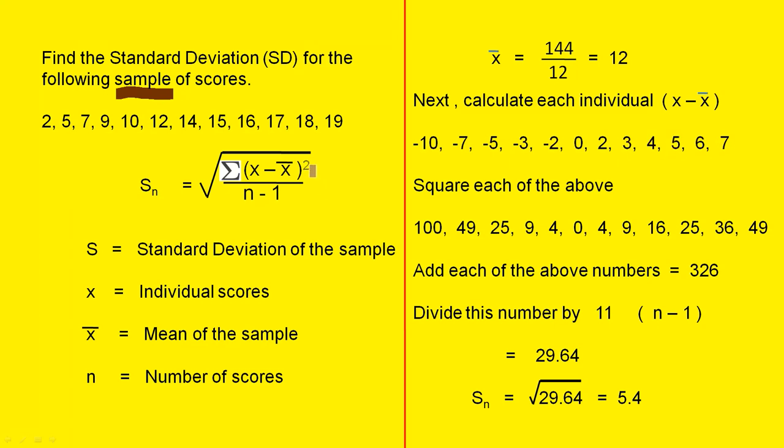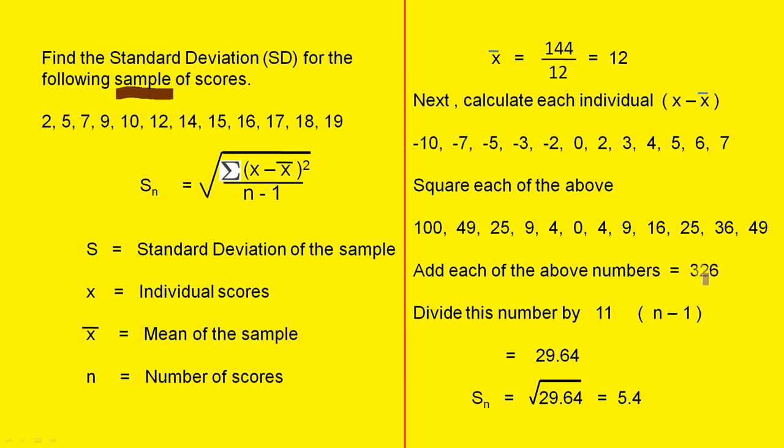Then the formula says we have to square each of those. Okay? So when we square each of those numbers, we get those answers there. The formula then says we have to add those up. So these numbers here have to be added. So when we add those up, we get 326.